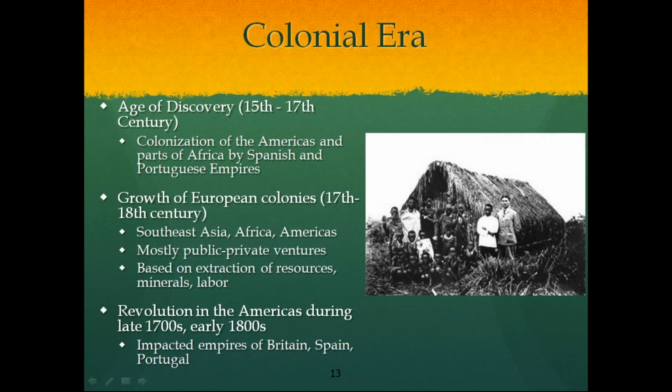We had our own revolution here, right, in 1776. And if you look at Latin American history, you'll find that most Latin American countries achieved independence from either Spain or Portugal by about 1840 or 1850. So by the mid-half of 1800s, really, most every country in the Americas was independent. And that impacted the empires, right? That impacted the British, the Spanish, the Portuguese.